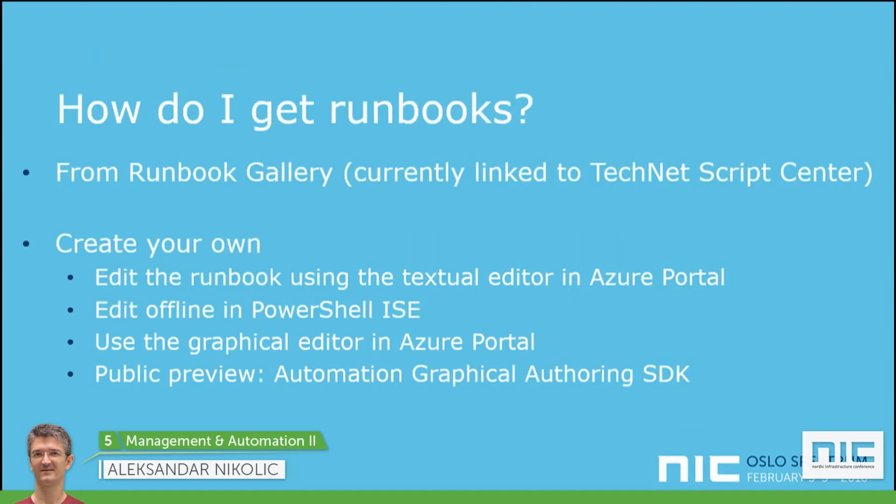So how do you get runbooks? The easiest way is to get them from the runbook gallery, which is a part of the automation account. Or you can create your own. The Runbook Gallery right now is linked to the TechNet Script Center, but that might change in the future. Because already when you go to PowerShellGallery.com and click on the scripts link, you will find some scripts there created by the Azure Automation team. So I think they are probably testing to see how that will work, because they probably want PowerShellGallery.com to be the central place for everything in the future, right?